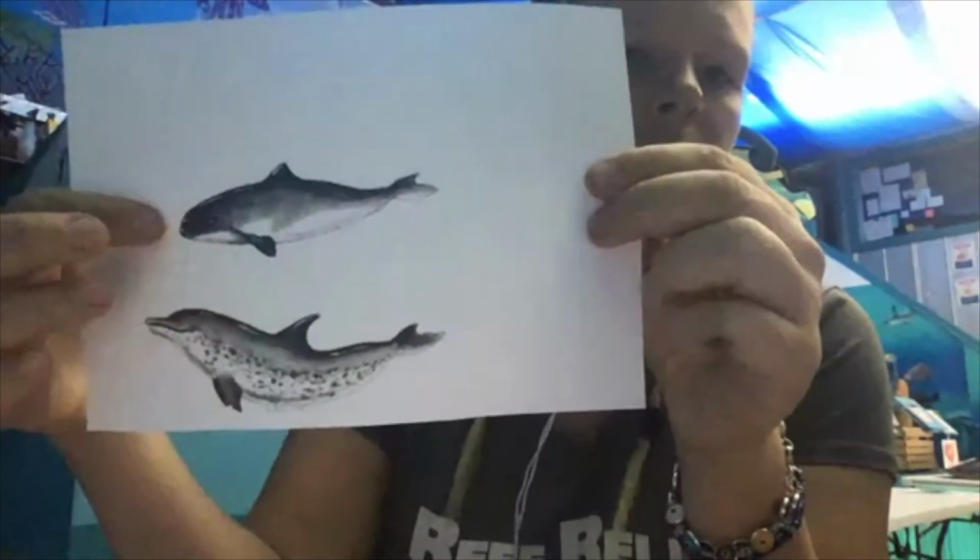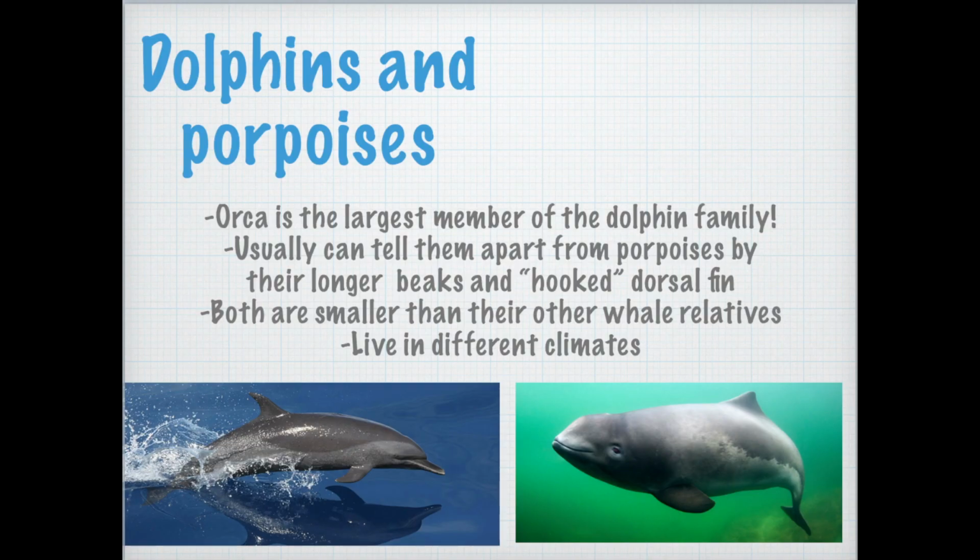And now I want to talk to you guys a little bit more about dolphins and porpoises. So if you think about dolphins and porpoises, you might get them a little bit confused. This is what two of them look like. So the one on top, that's a porpoise. This one on the bottom is a dolphin.